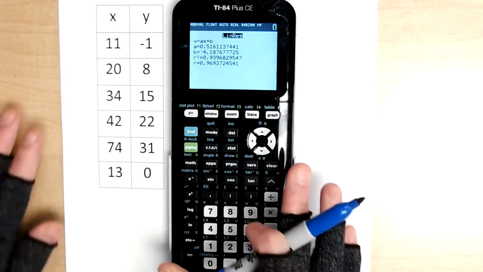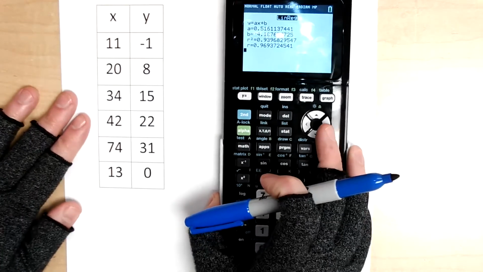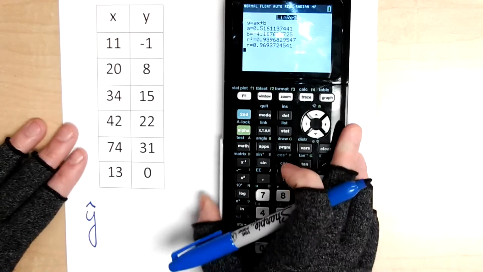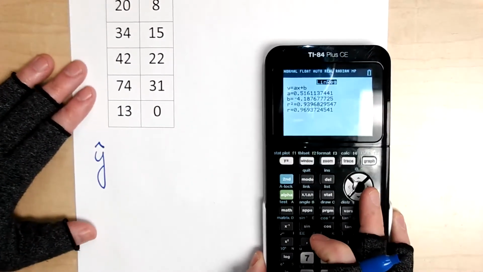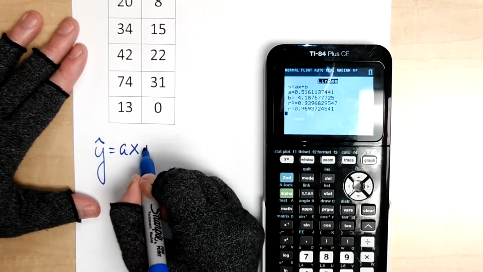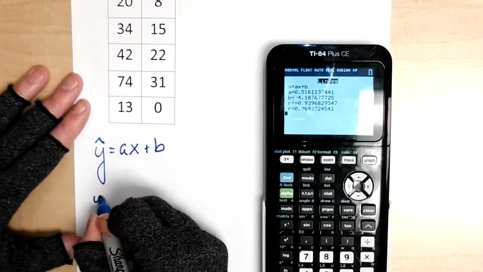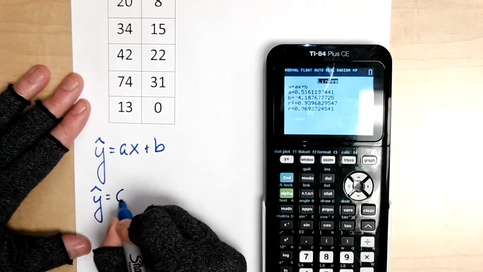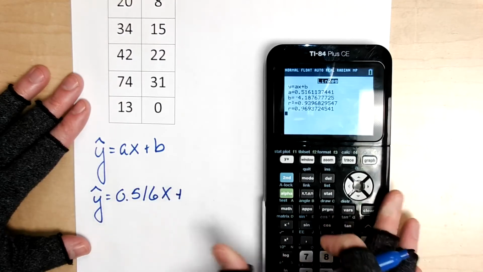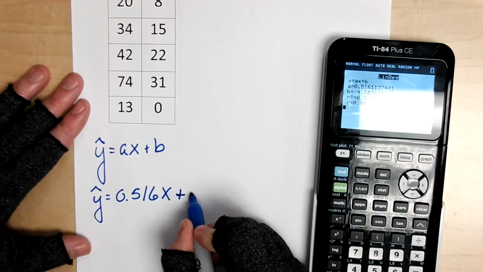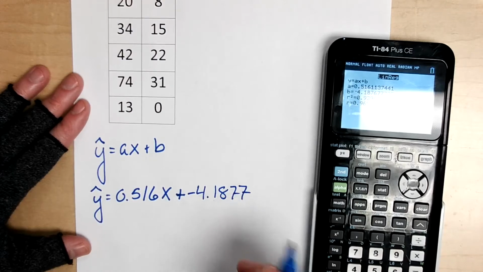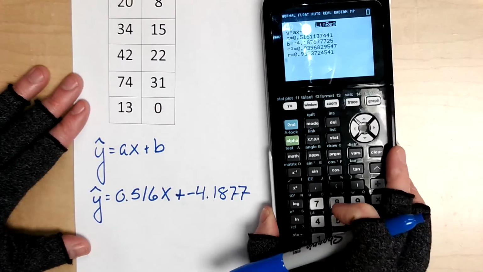So what did we get from here? Well, I know that in general, y hat is equal to ax plus b, and from here I can just plug in. So y hat is equal to 0.516x plus negative 4.1877. And that is a rounded version of what I got.